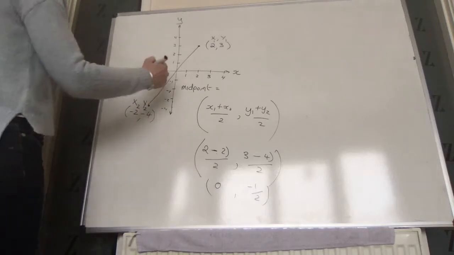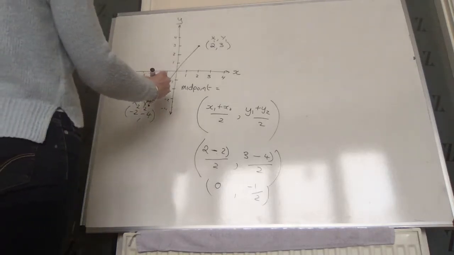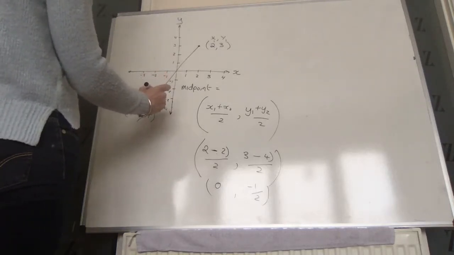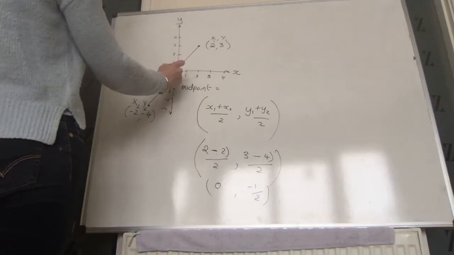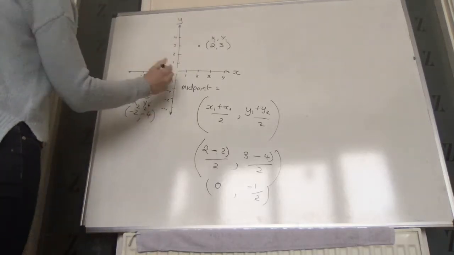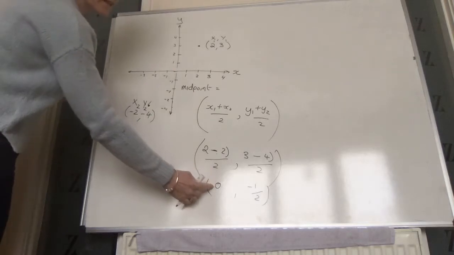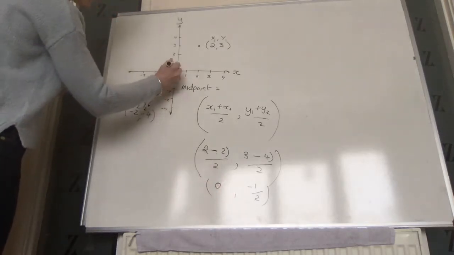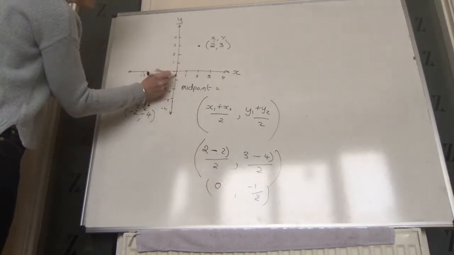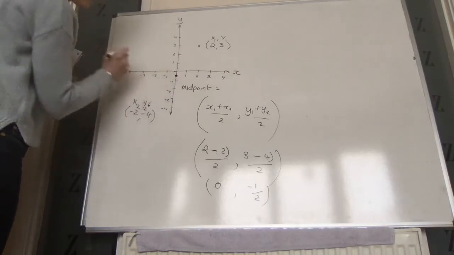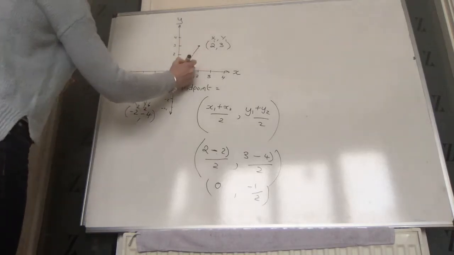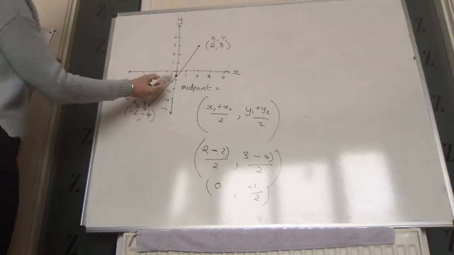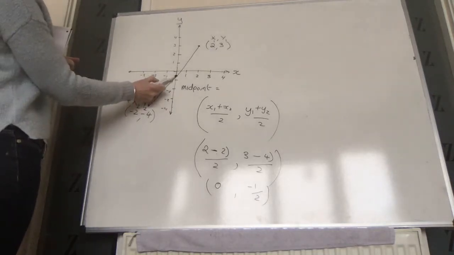Okay, now mine isn't the most accurate drawing in the world. Let me see. So out 0, minus a half. So it should be more like this. If we look at the coordinate, 0, minus a half means you go out 0 on the x and you go down a half on the y. So just looking at it there, that's more accurate, and that's the actual midpoint.